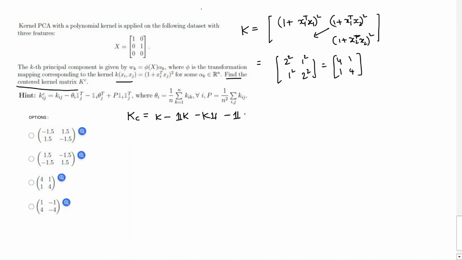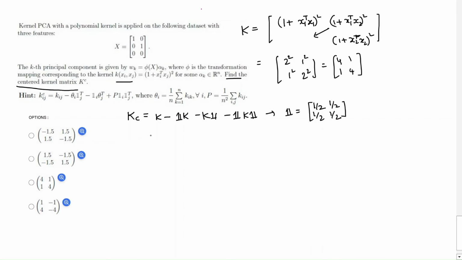plus 1k1. So this formula represents how to obtain the centered kernel matrix from just the kernel matrix. And here 1 is nothing but the matrix filled with 1 by n's in general, okay? But in this case there are only two features, so it will be 1 by 2, 1 by 2, 1 by 2, and 1 by 2.